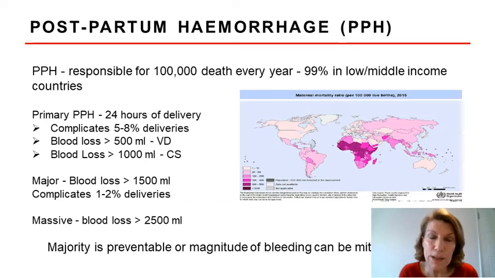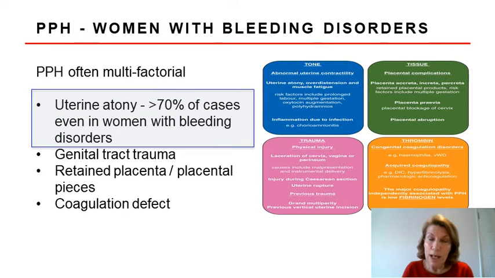So now looking at postpartum hemorrhage, we all know that postpartum hemorrhage remains the leading cause of maternal mortality globally, especially in low and middle income countries. And in the majority of cases, the cause is either preventable or the magnitude of the bleeding can be mitigated. So to reduce the risk and severity of postpartum hemorrhage, we have to understand what causes it, and also understand that the majority of postpartum hemorrhage occurs because of what we call uterine atony, which is when the uterus muscles do not contract after childbirth.